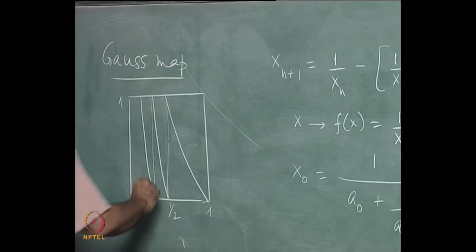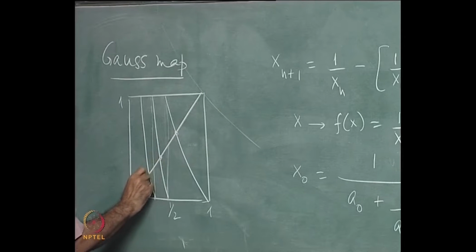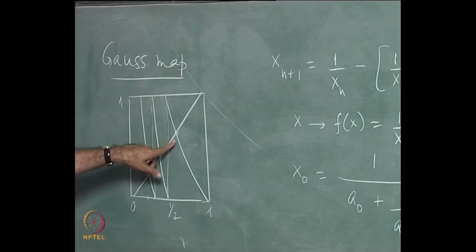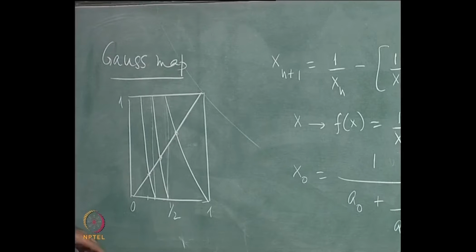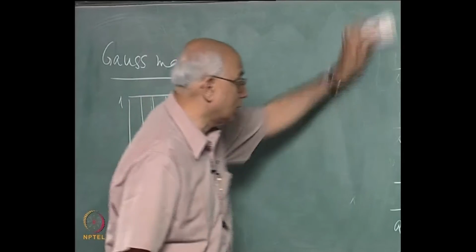But what are the fixed points? They are these intersections, these are all the fixed points. What does this point correspond to? I would like to know what the fixed point there is for this map.